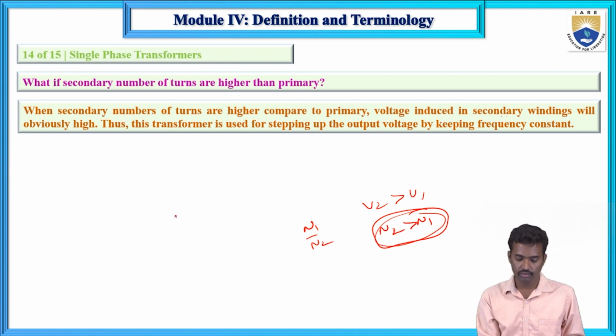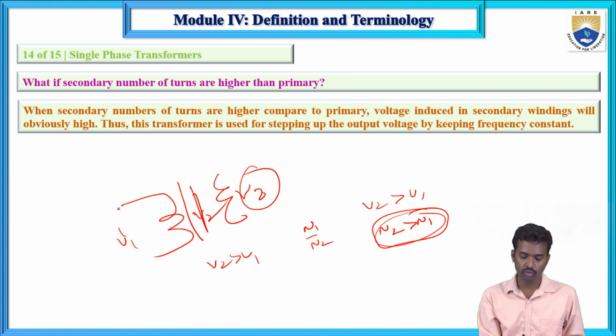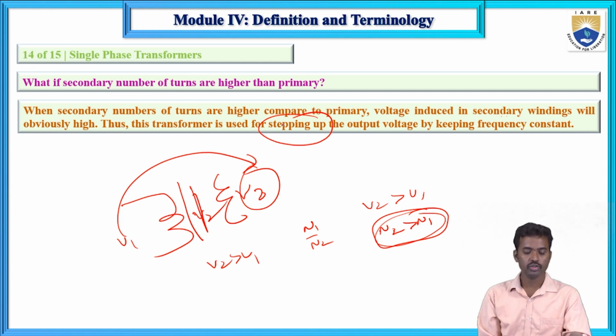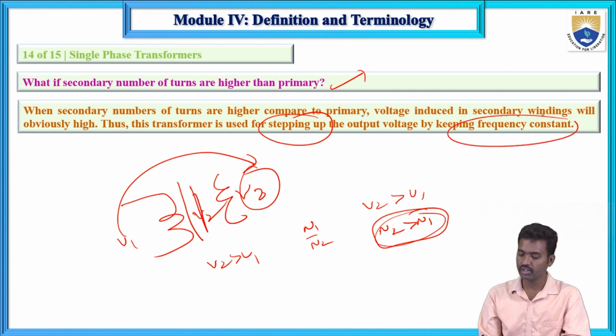This is V1 and this is V2, this is the transformer. V2 is greater than V1, which means the voltage is increasing, so it is a step up transformer. If the secondary number of turns is higher than the primary, that is a step up transformer, keeping frequency always constant.